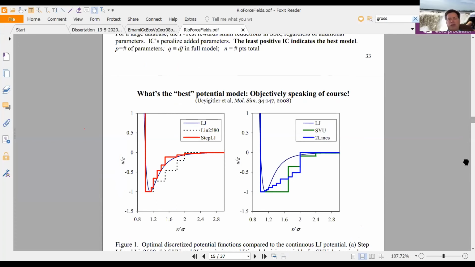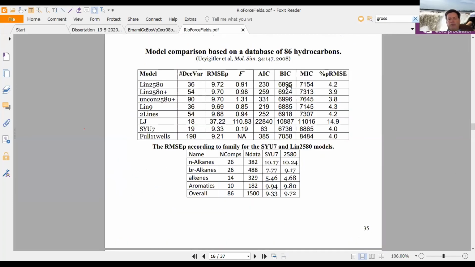Especially when we look at the way that the linear 2580 had the bigger errors for the branched alkanes, this is saying that the number of overlaps that we're getting due to that branching in the interaction site model is artificial in the way that it's representing that. And so if we wanted to do a better job of that, we need something that's a little bit flatter in the short range, like out to about 1.5 sigma or 1.7.